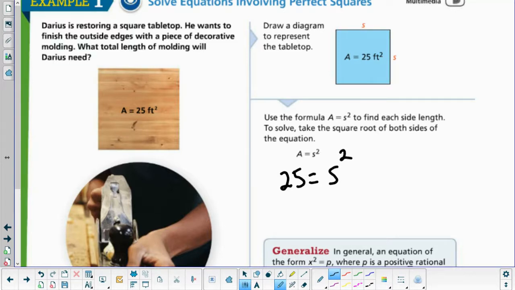All right. Can you remember what the inverse of squaring something is? How can I get rid of this 2? If you think square root, you are correct. The square root will cancel out the square. They go away. So S will be by itself. And whatever I do to this side, I have to make sure I do the same thing to the other side. And the square root of 25 is 5. So that means that each side of his table would have to be 5 feet. So 5 feet by 5 feet. Okay. So I just used an equation to solve for the missing sides.